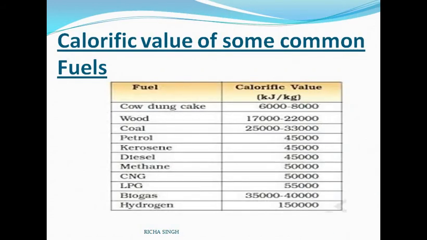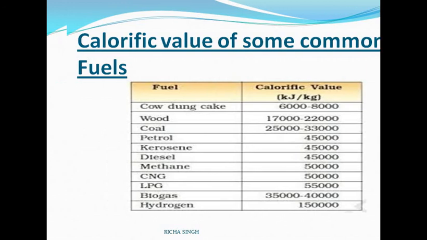Now this is the chart which shows you the calorific value of some of the compounds. From here you can see that LPG is more efficient than wood and coal, and hydrogen is the most efficient. Why? Because hydrogen and LPG produce a greater amount of energy.